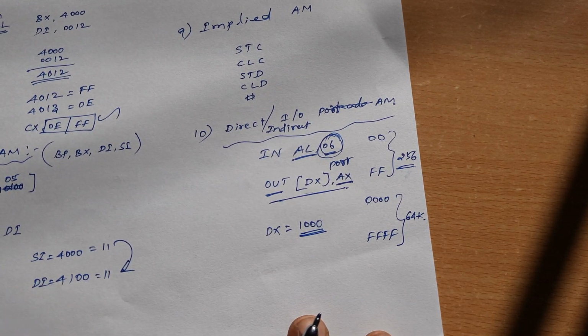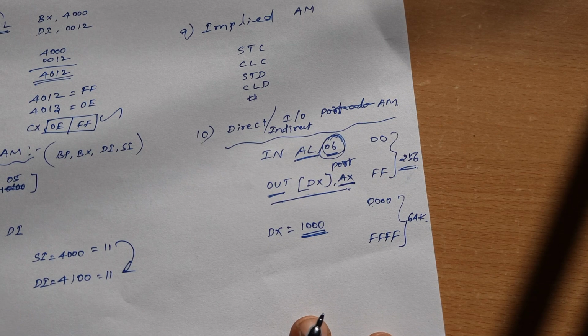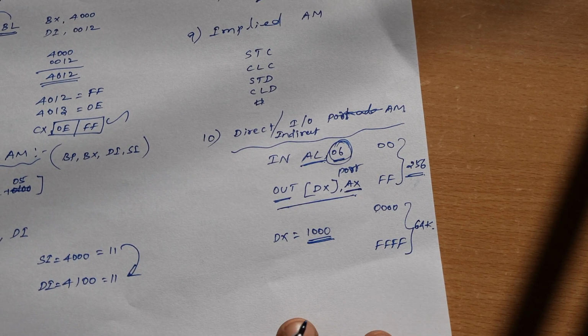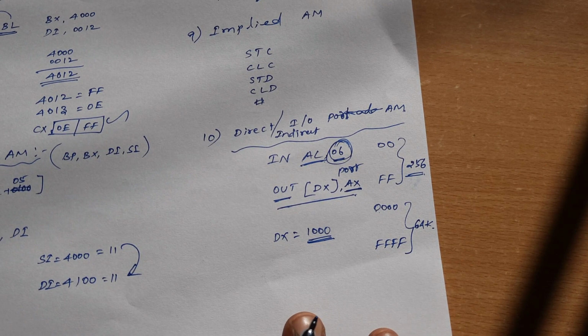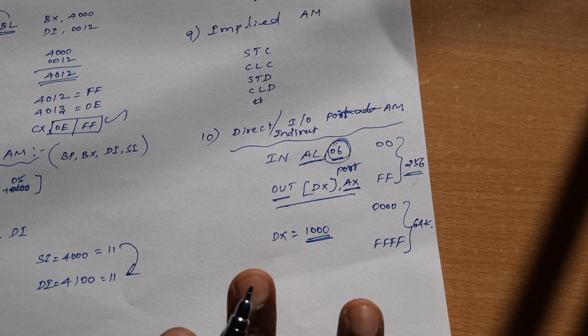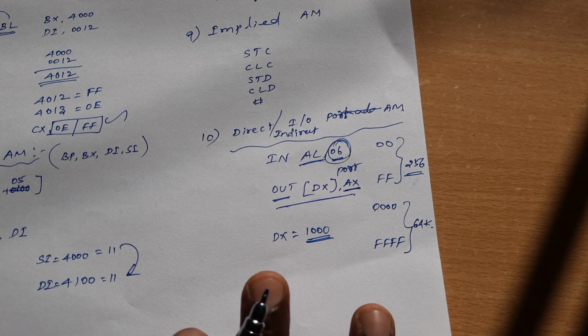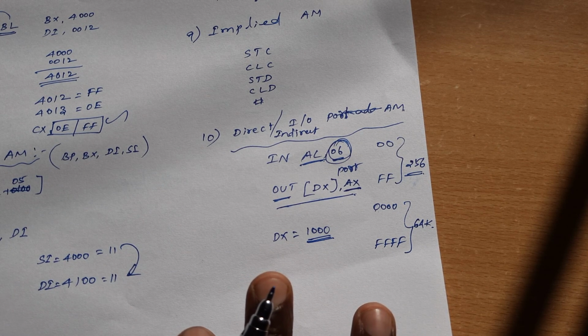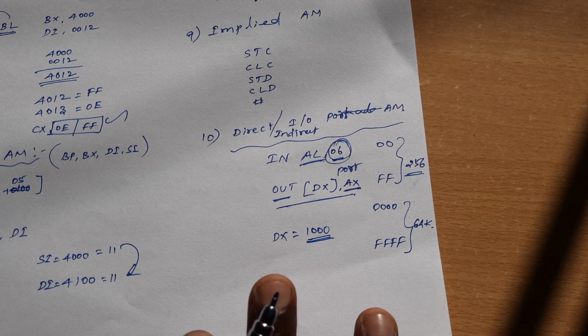So this is how the addressing modes are classified. In the next video we will see how to learn to write assembly language programs from the scratch, from the beginning. So what are the various methods to write an assembly language program?